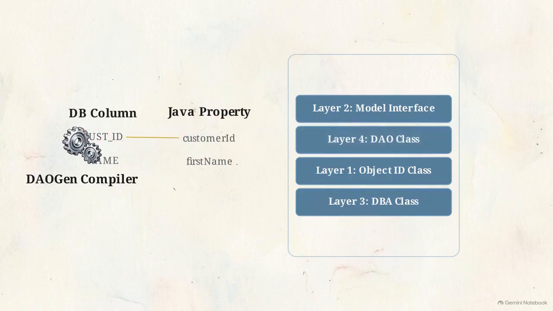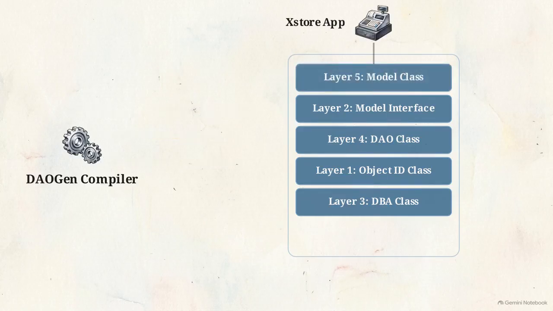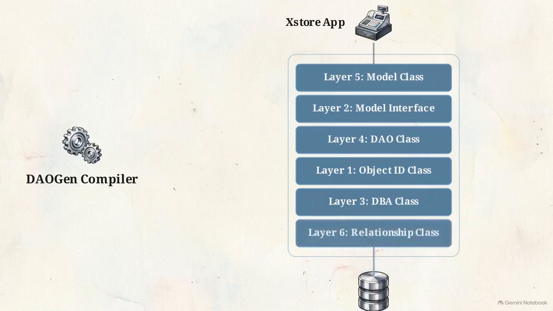Layer 3 is the DBA class. This isolates raw SQL commands like select and insert from the rest of the application. Layer 4 is the DAO class, providing the direct memory reflection of the database schema with getter and setter mappings for every field. Layer 5 is the model class. The Xstore application interacts directly with this layer, which houses custom Java logic and the eventer registry. The model class stores no values itself. It acts as a proxy, delegating all property calls down to the DAO class.